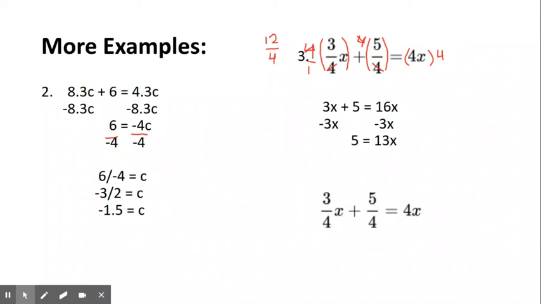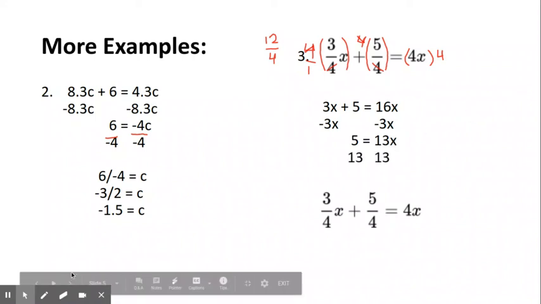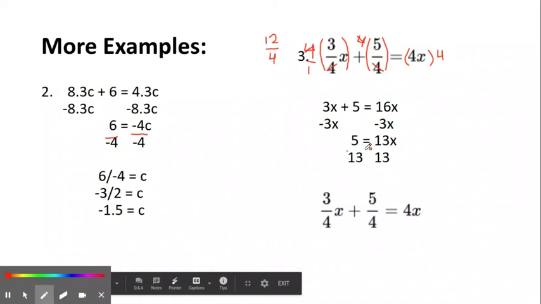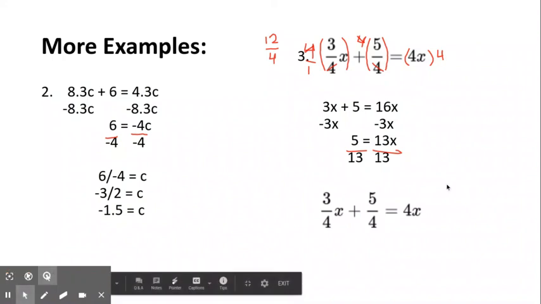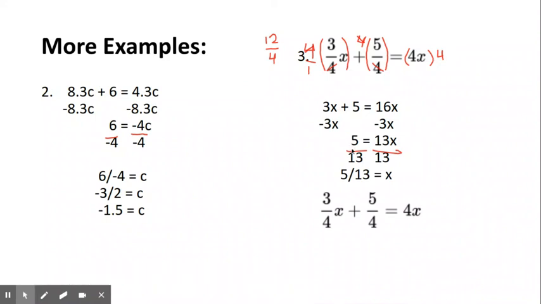And then our last step, I want x all by itself. So I need to get rid of that 13. This is multiplication, so I'm going to do the opposite, which is division. I'm going to come in and divide both sides by 13. When I do that, those 13s cancel out. On the other side, 5 divided by 13 is not something that divides nicely, so I'm going to leave it as a fraction. You could have also changed it to a decimal. But like I was saying earlier, since the equation has fractions in it, I personally prefer just to leave it as a fraction.